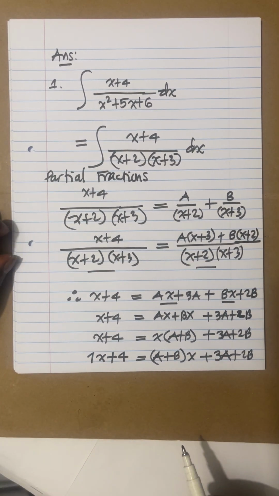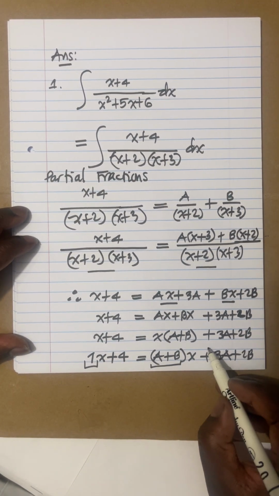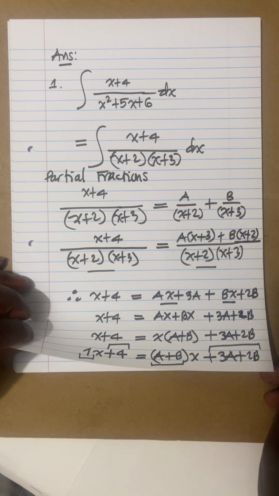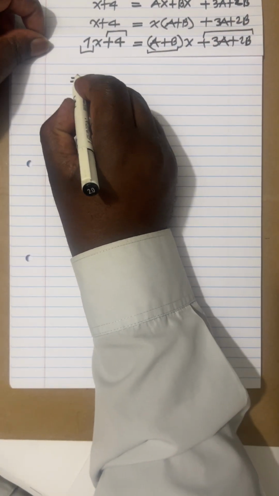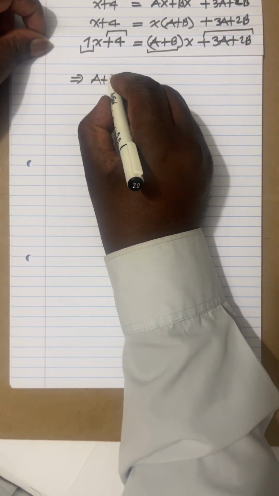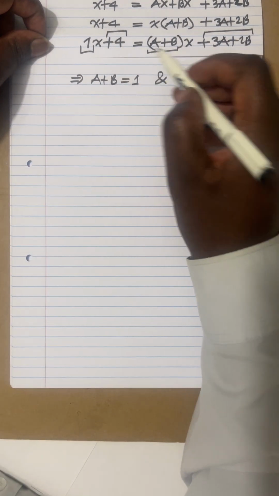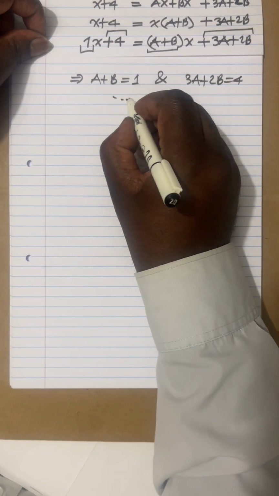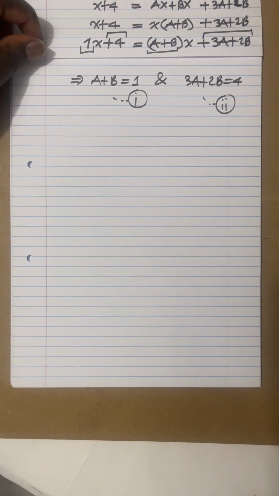So now what does this mean? I'm going to take the coefficient of x here, equate to the coefficient of x there, and the constant term equate to the constant term there. Form two simultaneous equations and solve them for A and B as follows. So now what I have is therefore A plus B, the answer is 1, and 3A plus 2B, the answer is 4. Call this equation 1 and call this equation number 2. Now we're solving these two equations simultaneously.